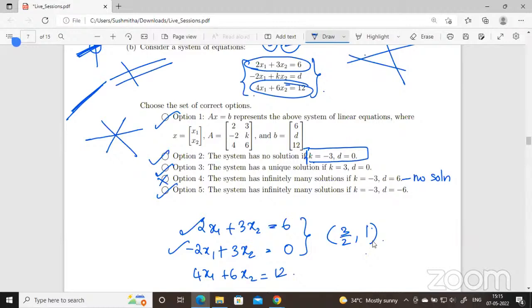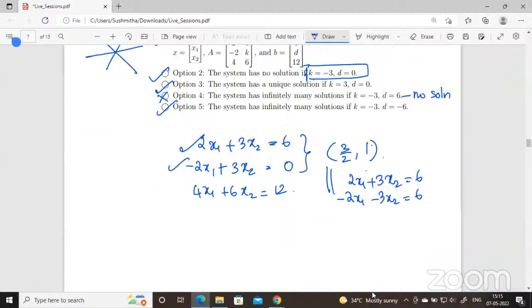Is it clear to everyone? Ma'am, when D is 6, then it will have a unique solution, na? No. When D is 6 and K is minus 3, 2x1 plus 3x2 is 6, minus 2x1 minus 3x2 is 6. It will have a unique solution, na? No, they are both parallel. No solution. The left hand side is the same, no? They will become parallel lines.